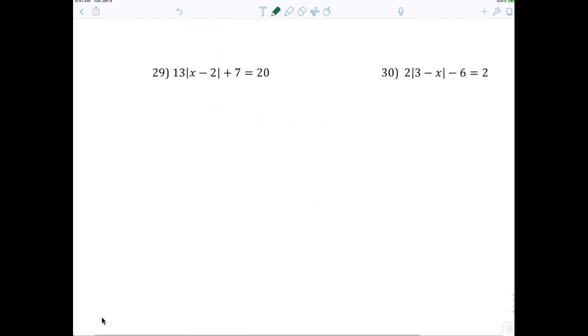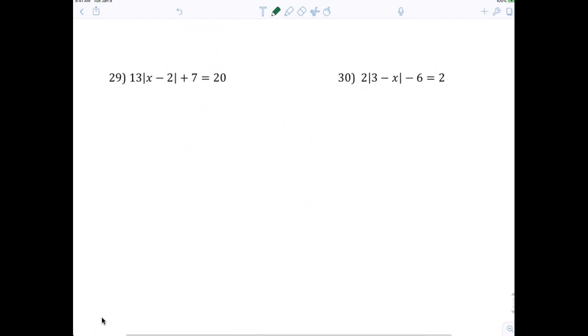All right, 29. All right, tell me, go. So, first you do minus 7. And what do you get? You get 13. Yes, 13. And then what? Then you do divided by 13. And you get what? 1.